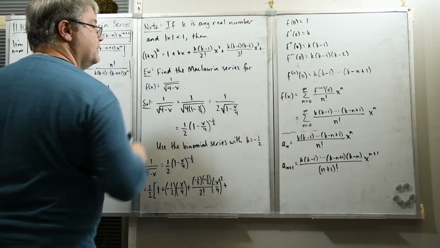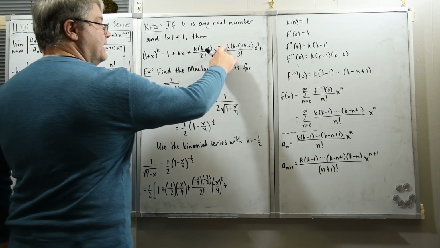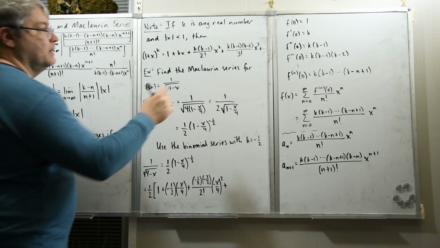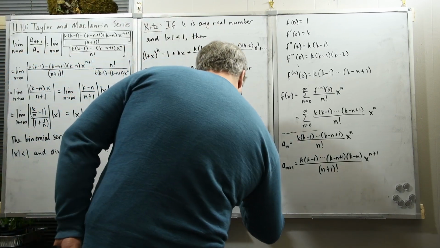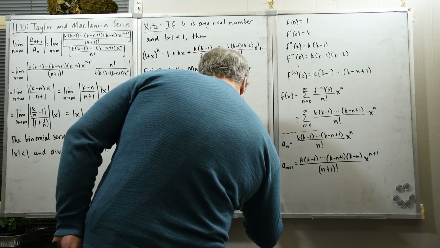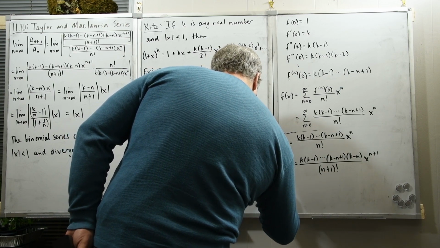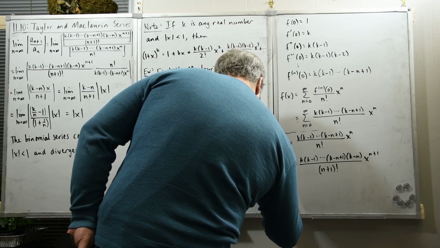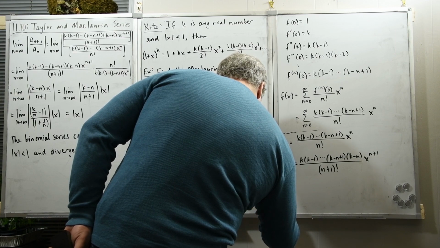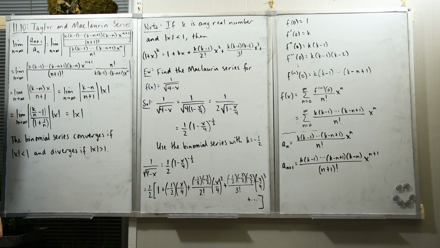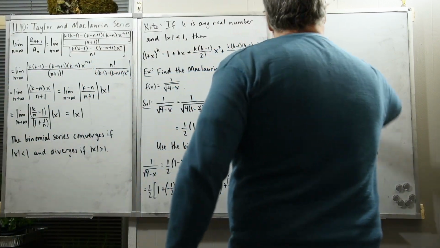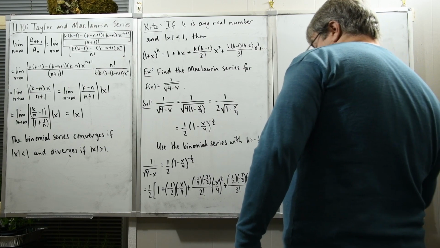Because if we take a look at this piece, once again, k is -1/2. So we'll have a -1/2, k minus 1 will be -3/2, k minus 2 will be -5/2. This will be over 3 factorial. Then we'll have times -x over 4 cubed. And so if we work on simplifying this a bit, maybe it'll look somewhat better. We can certainly hope.